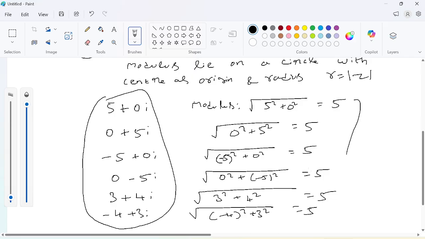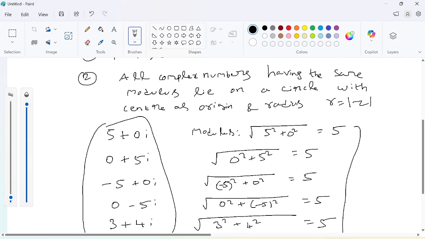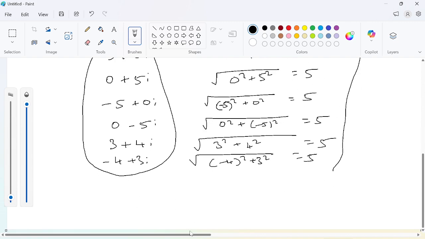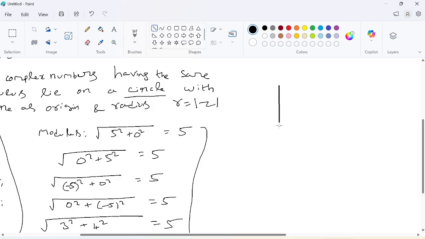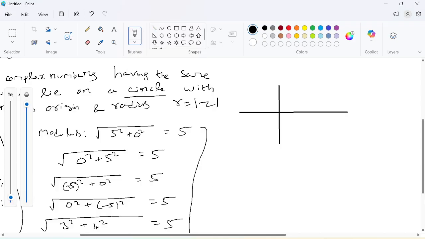If you see, all these complex numbers have the same modulus. That means if you plot them on an Argand plane, they lie on a circle. So if I take this plane, you can plot them here. For example, 5 plus 0i lies here, which is 5 comma 0.